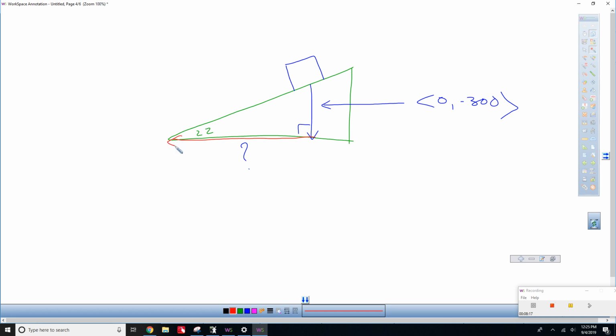We can find it. Opposite, adjacent, that's tangent. So tangent of 22 equals 300 divided by x. Okay? So x is 300 divided by the tangent of 22. Can you do that in your calculator for me, Tara? 742.5.